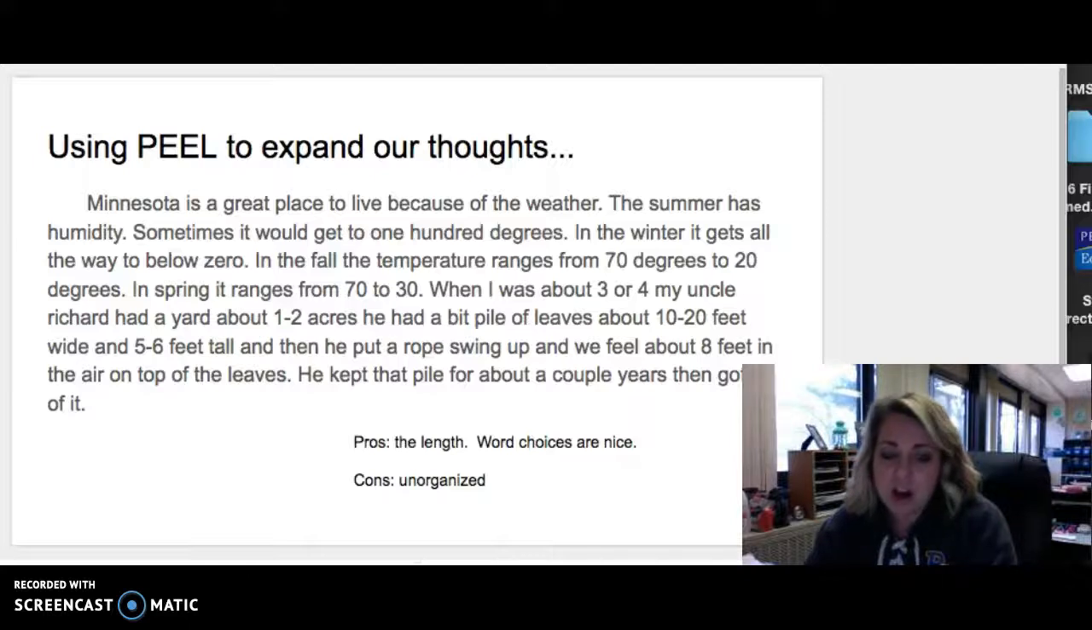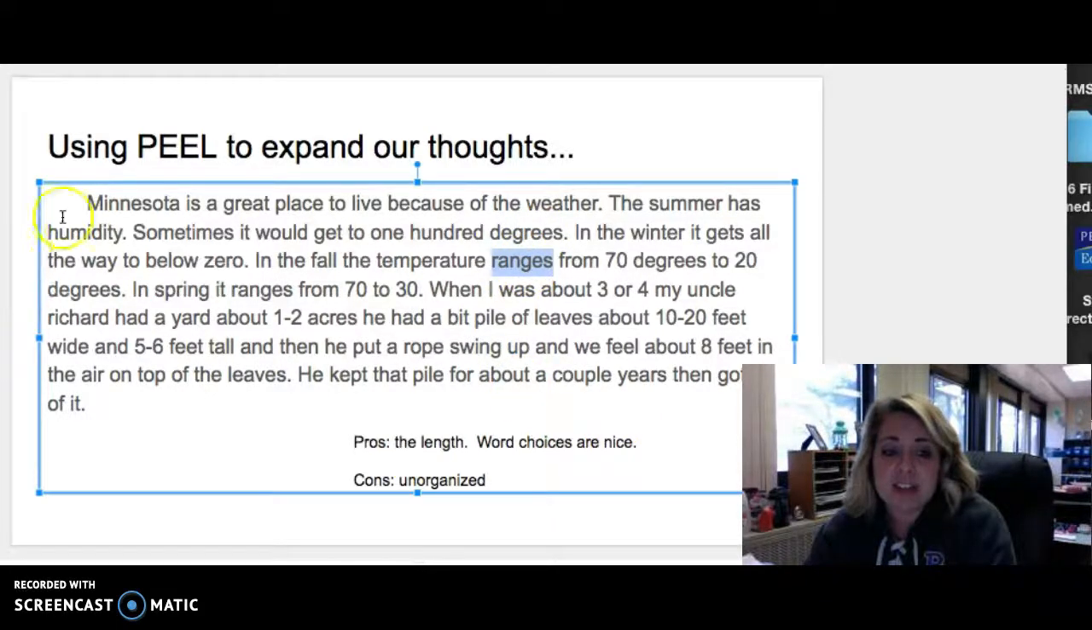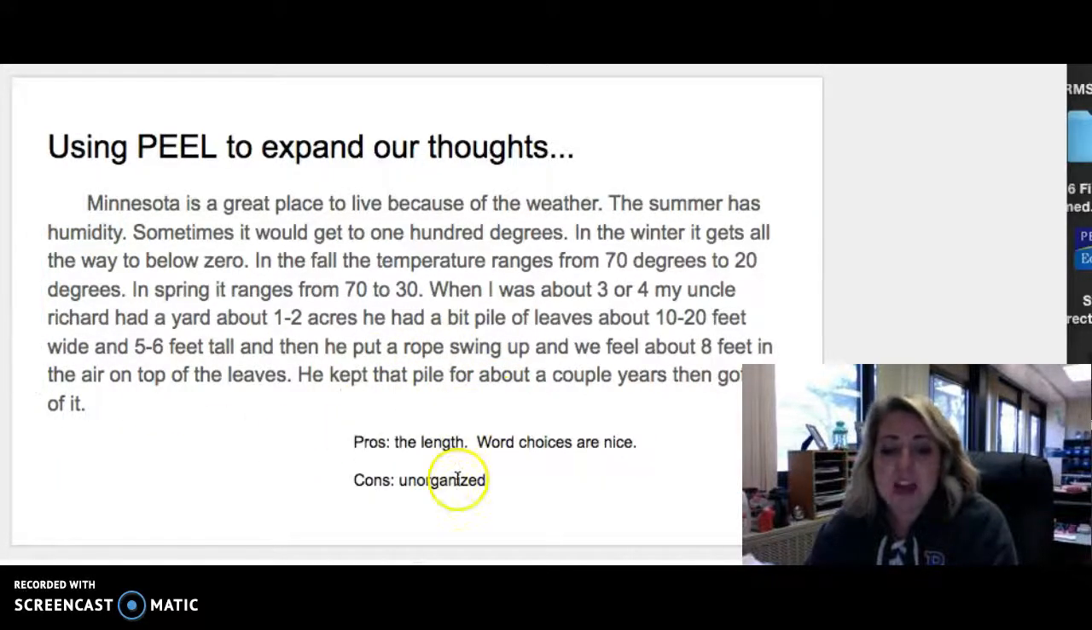And so there are a few pros. The length of the paragraph is nice, and some of the word choices are nice. Like ranges is nice, humidity is a good word. Yeah. The biggest problem with the paragraph is that it's very unorganized. And so we're going to look at how to fix that.